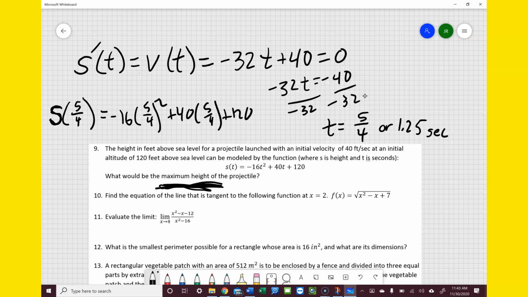I might could do this by hand. That's going to be a 16, so that's going to cancel with that. That's going to be a 25, so negative 25. That's going to be a 10, so plus 50 plus 120. So that's going to be 25 plus 120. I believe the answer to that is going to be 145. So I think 145 feet would be the maximum height for that problem.